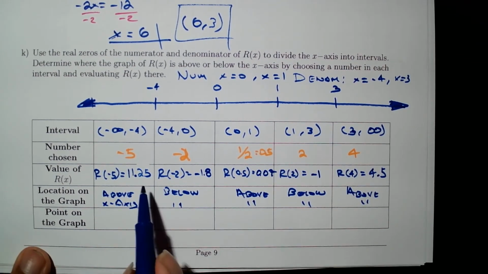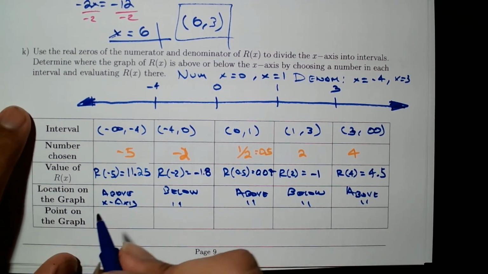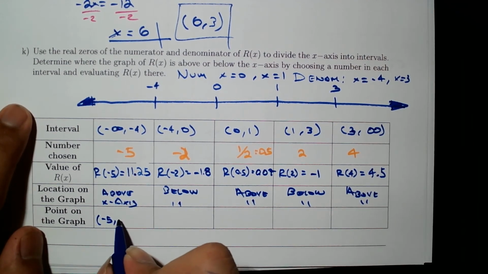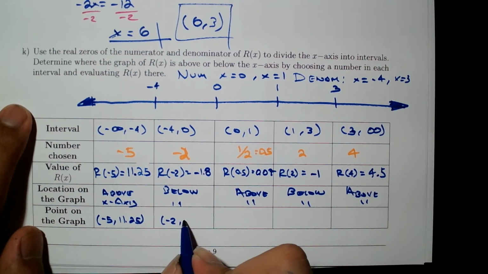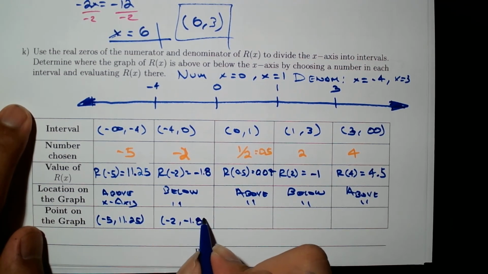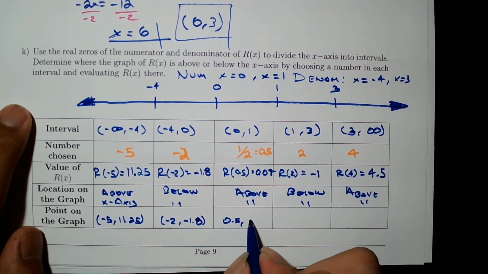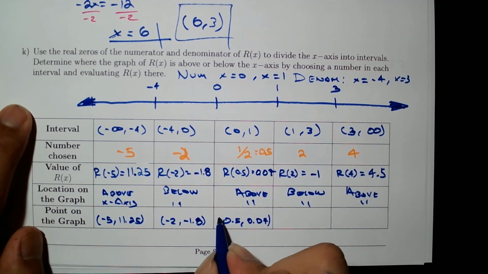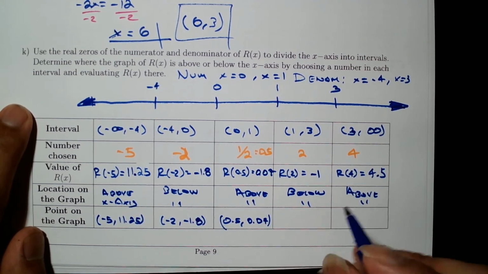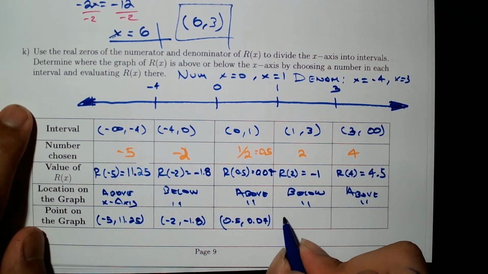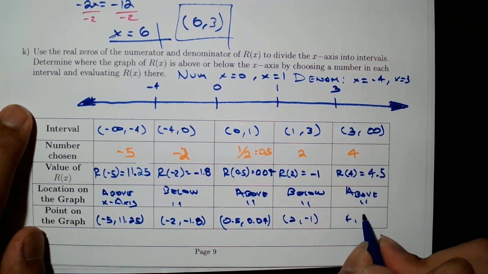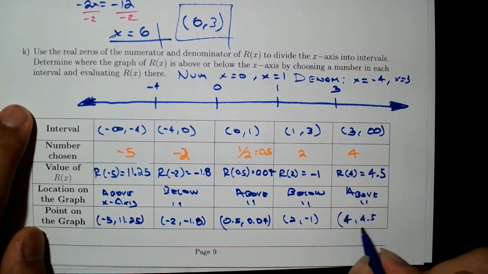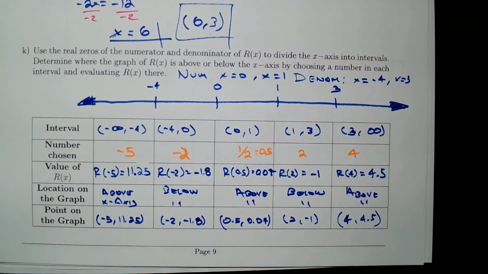Points of the graph, just write these in the form of ordered pairs. -5, 11.25; -2, -1.8; 0.5, 0.07; 2, -1; and 4, 4.5. And we already have all the information to graph.